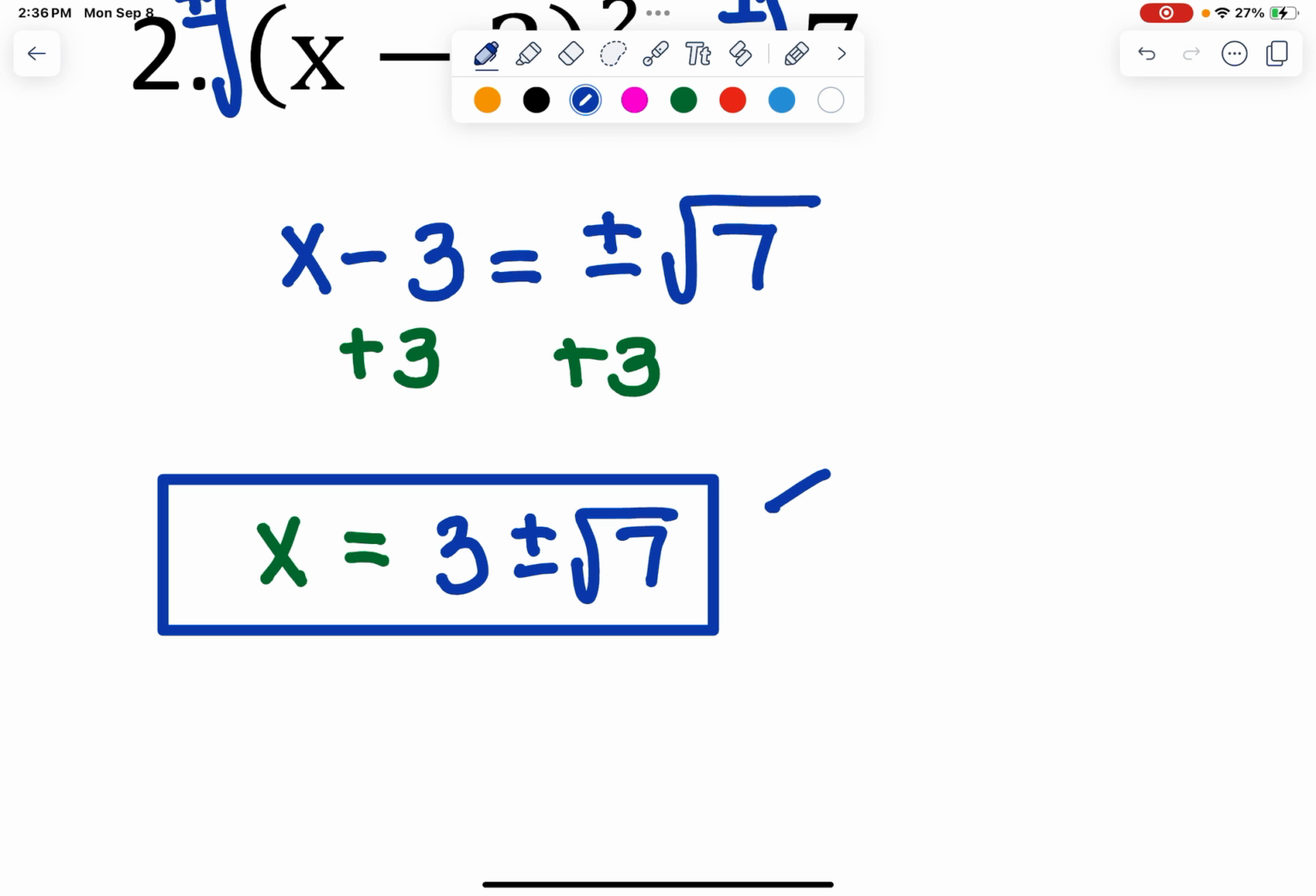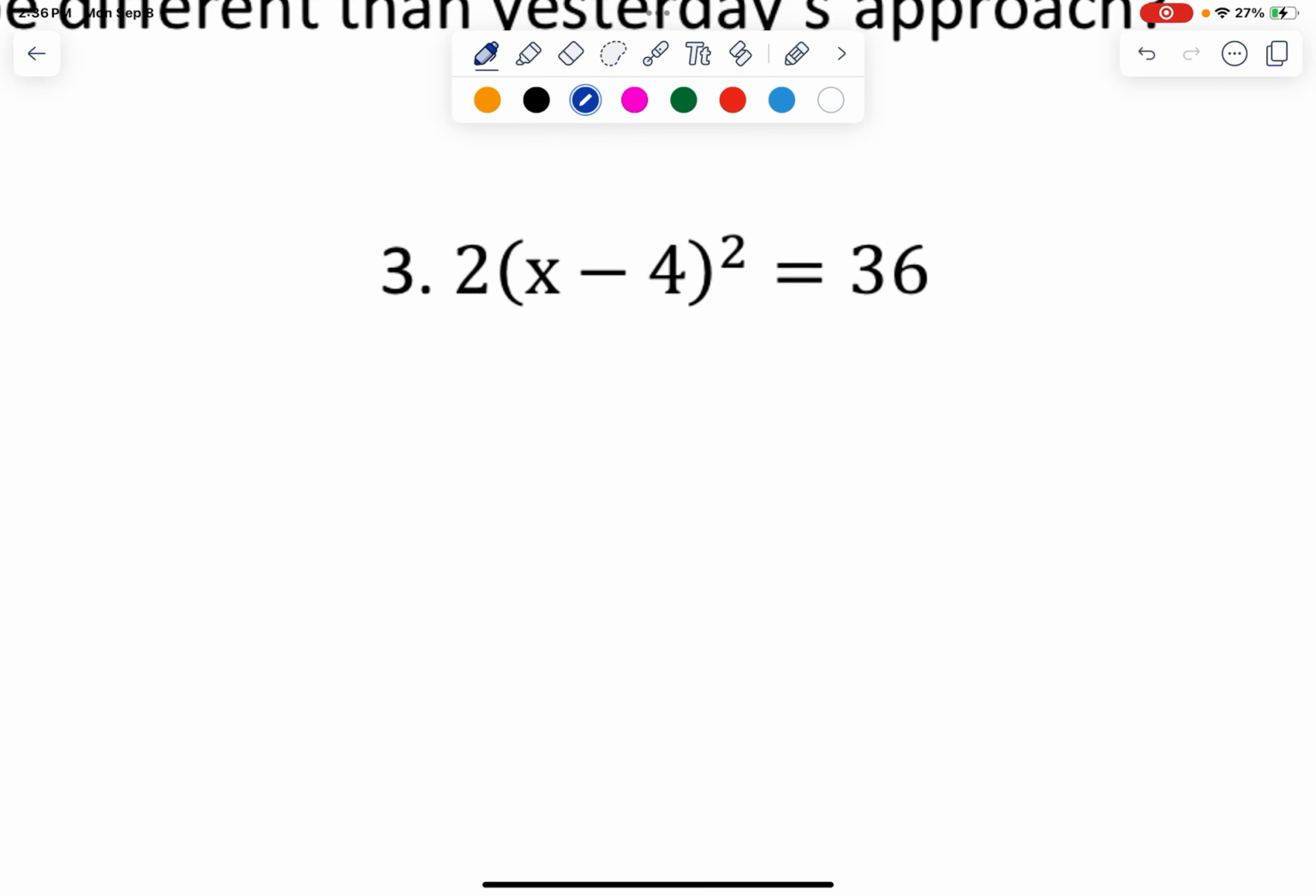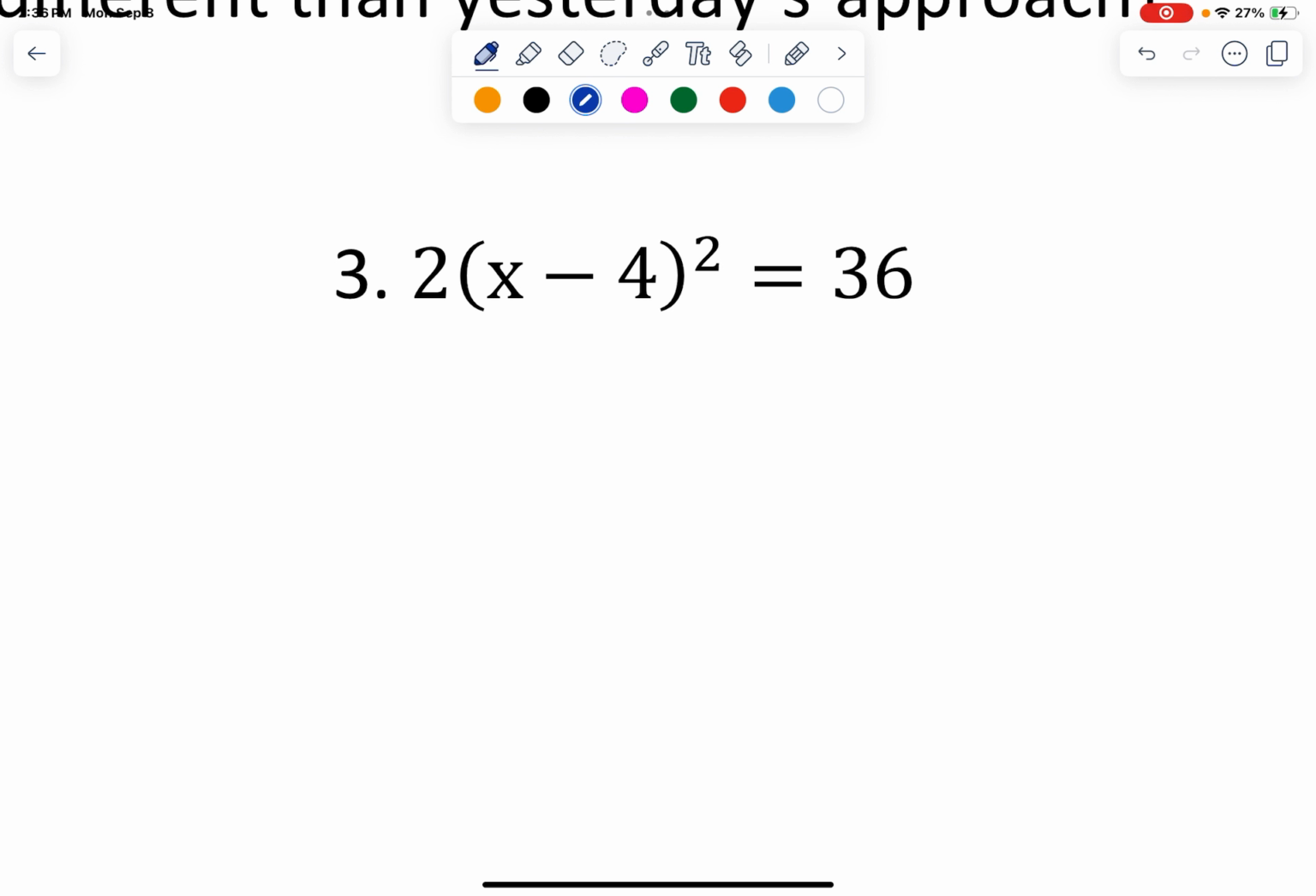Okay? Once again, just so we realize, this is two solutions. X equals 3 plus root 7 and x equals 3 minus root 7. All right, moving on to the next one, very similar to the last one. I want to get rid of this square, but I can't do it yet because this isn't isolated. So I'm going to divide both sides by 2.